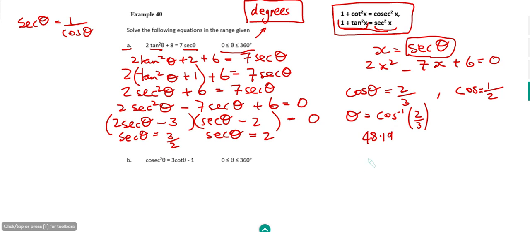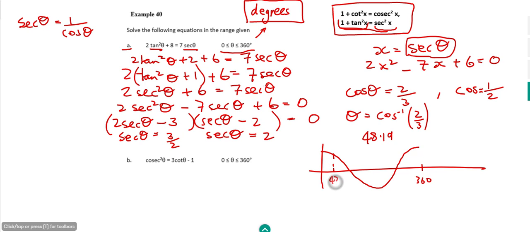And that will give us 48.19. And so if we look at a cos graph in the range 0 to 360, it looks like that. So what we've found is this angle here, 48.19. That's the 2/3 point. And the other solution in the range is 360 minus the 48.19, which is 311.81. So there's the two solutions from the 2/3.